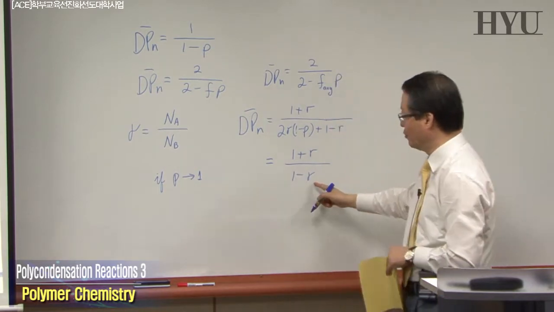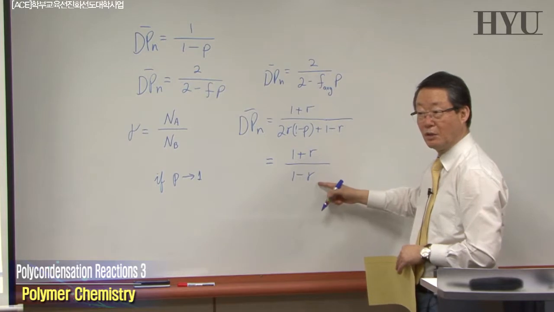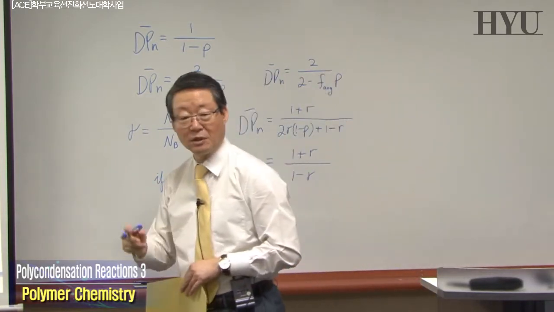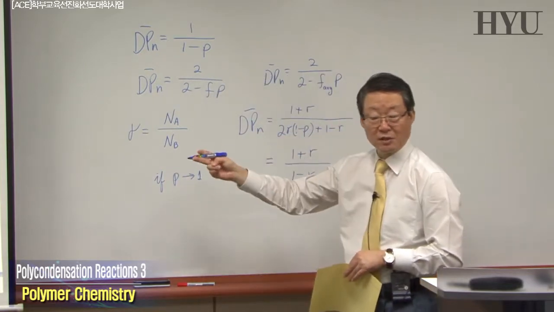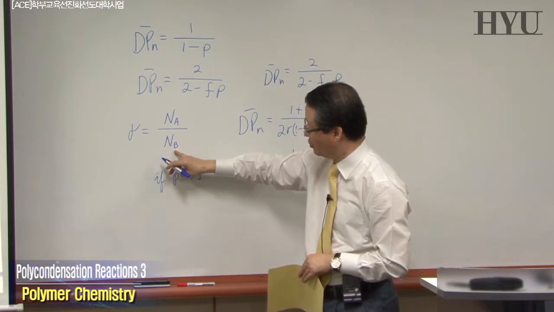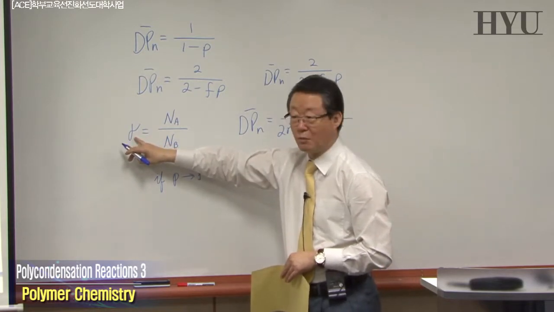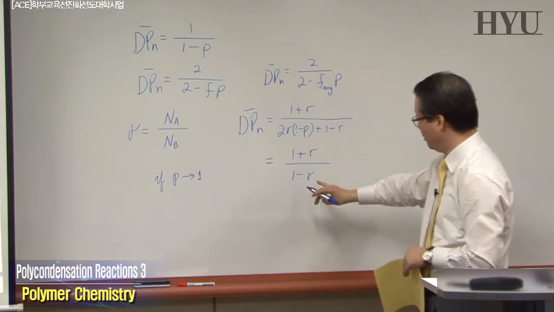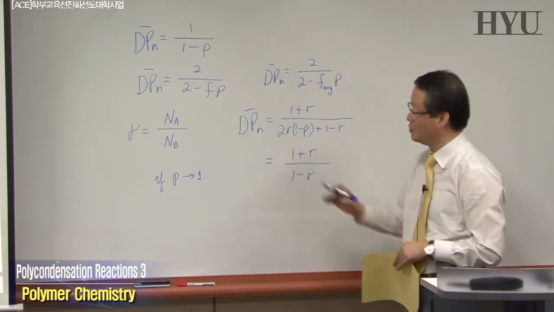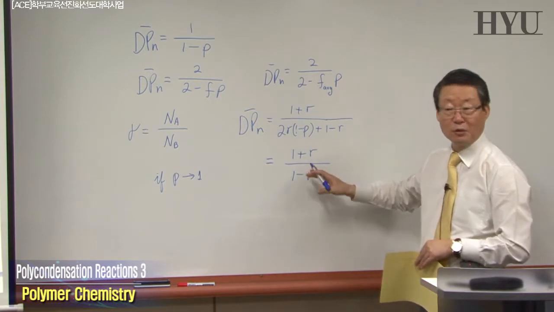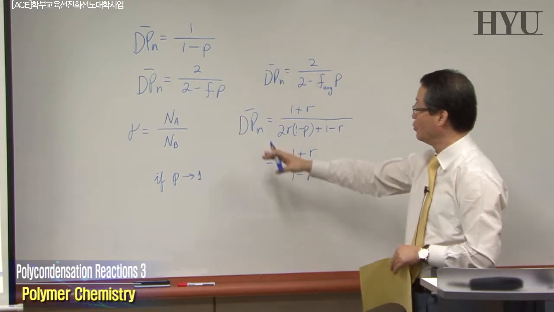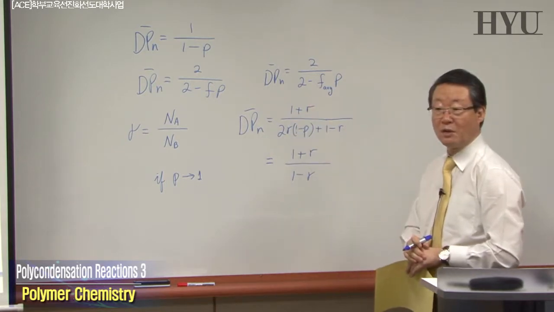So if you know the feed ratio, where r is less than 1, such as if you have a 1% excess of this B functional group, then r will be 0.99. If r is 0.99, then you have a decrease in this number here, so that you will decrease the DPn. And this way, I think you can control the molecular weight of the polymer, and this is what we have talked about so far.